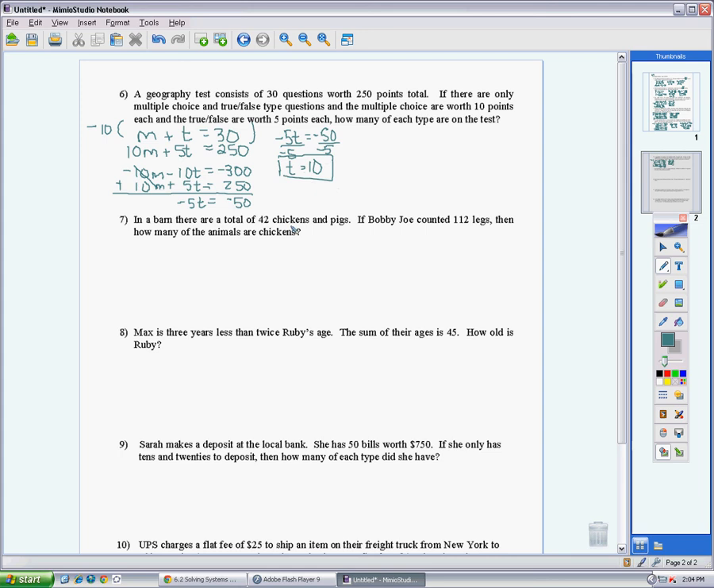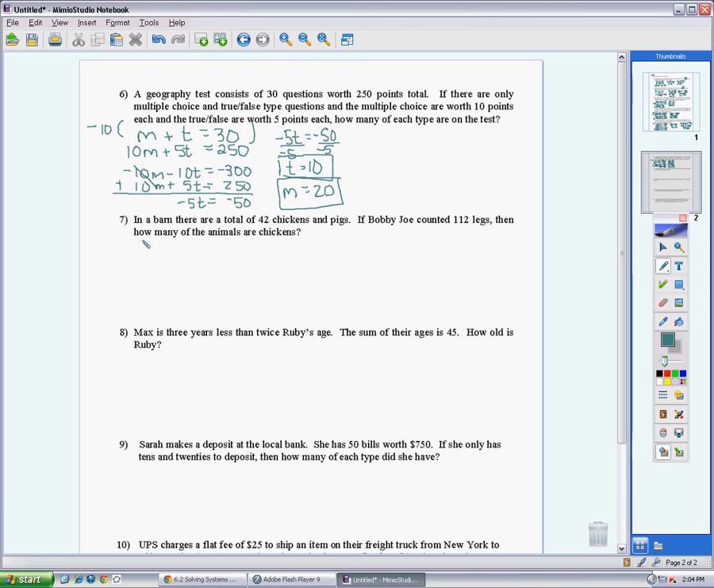Well, if there are 30 total, I'm going to use M and T, and I'm going to actually use mental math because I think I can do what plus 10 equals 30. So that means we have 20 multiple choice questions. So we have to answer both variables. True and false questions are 10. There are 10 of them, and there are 20 multiple choice questions.